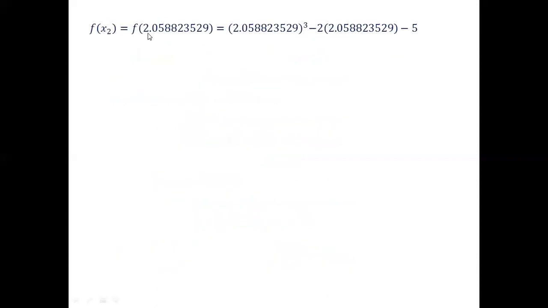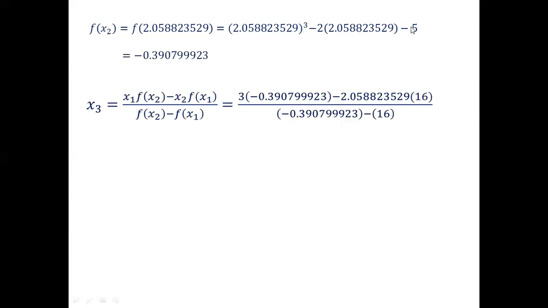Then find f of x2. f of 2.058823529, or you can round up to this digit, you get the same answer, which is equal to 2.058823529 whole cube minus 2 into 2.058823529 minus 5. That simplification gives minus 0.3907999923.